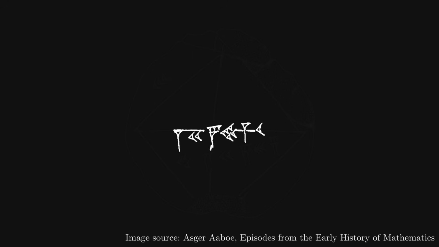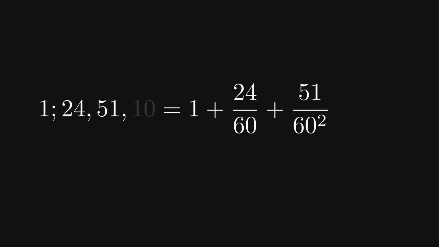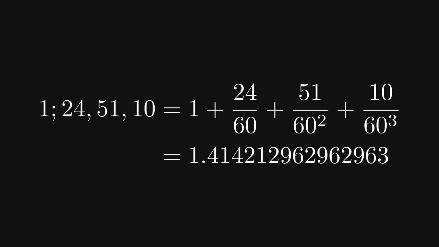Along the diagonal of the square, 4 numbers are written: 1, 24, 51, and 10. In base 60, the number with these digits means 1, plus 24 over 60, plus 51 over 60 to the 2, plus 10 over 60 to the 3, which is 1.414121, and so on in decimal.